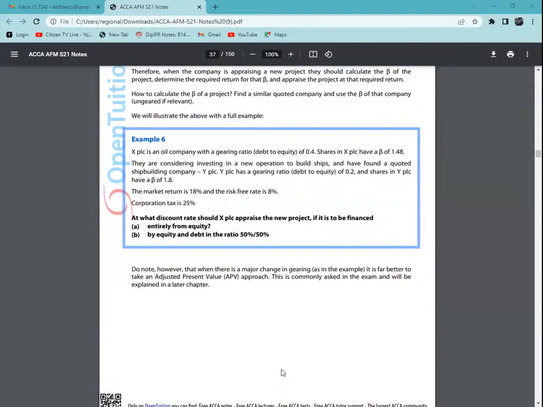Now, ladies and gentlemen, we have a corporation tax rate of 25%. So what discount rate should XPLC use to appraise the new project if it is to be financed, A, entirely from equity, and B, equity and debt in the ratio of 50-50? What do you think? Should I do this question directly, or I give you 3 minutes to try the question yourselves?